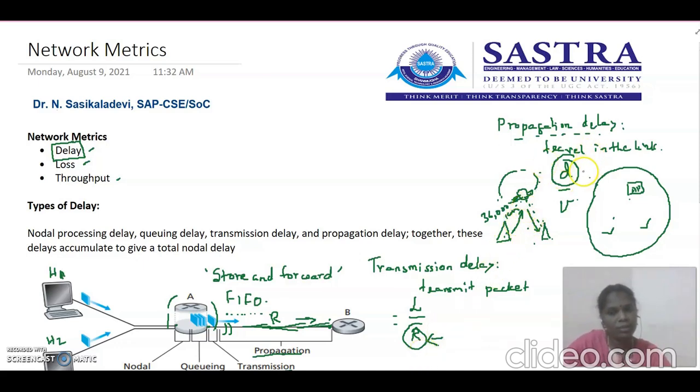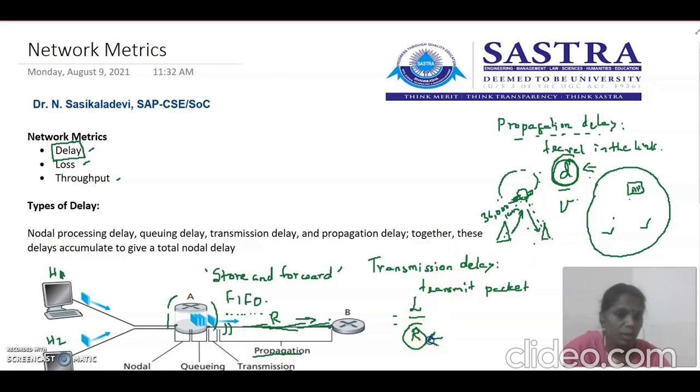From the propagation delay point of view, the velocity remains the same. For fiber channel, the velocity is 2.5 into 10 power 8 meter per second. For wireless satellite communication, the velocity remains the same, 2.0 into 10 power 8 meter per second. Only one factor matters, that is the distance. If the distance is high, propagation delay will be high. If the distance is low, the propagation delay will be low.